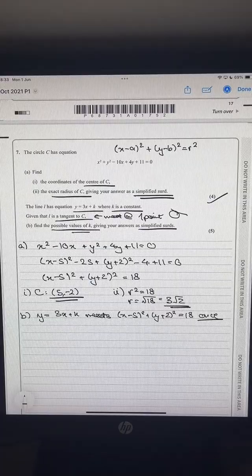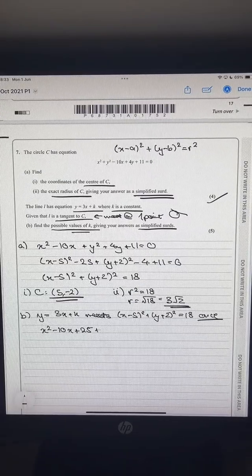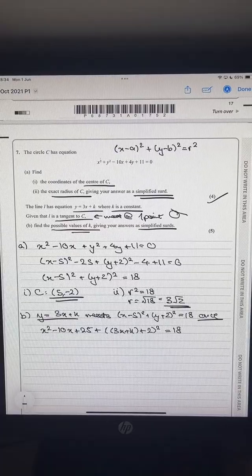So I can use substitution and the discriminant to find out what my values of k are. So I have x squared minus 10x plus 25, I'm just expanding this out over here for my circle equation. Plus, and then I'm going to substitute in this line into y because that's what y is equal to. So (3x plus k plus 2) whole squared is equal to 18. And then I'm just going to expand this out.